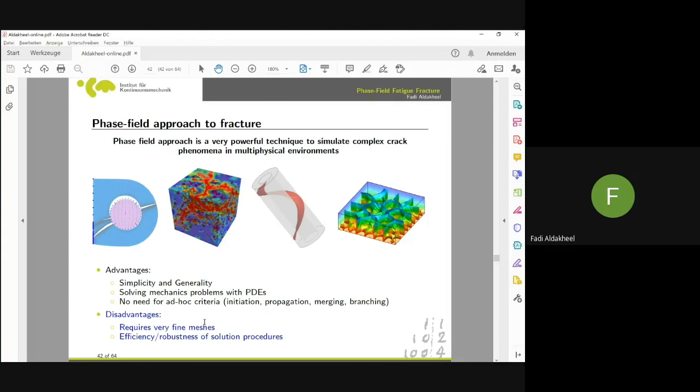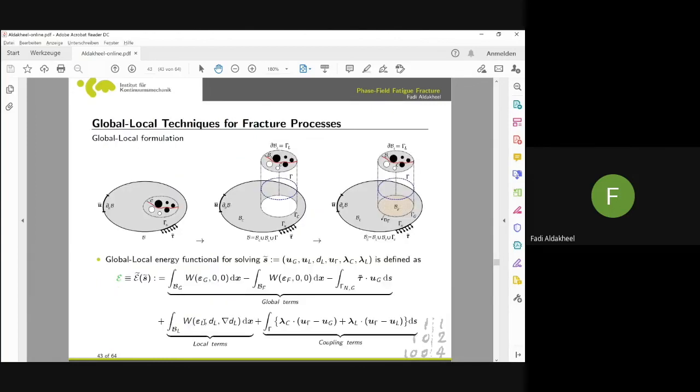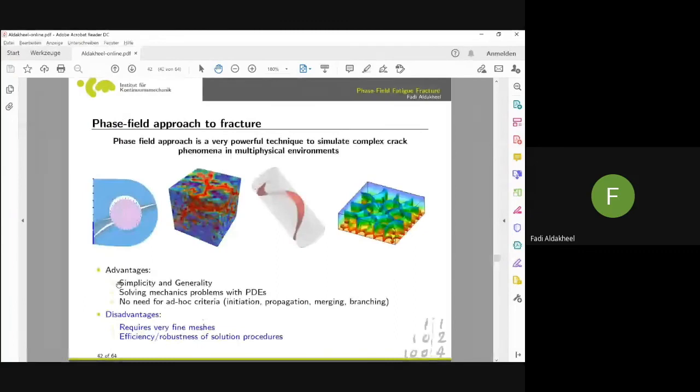Well, in our institute we are also thinking in this direction, and up to now we extended the so-called global local approach to fracture. With the global local approach to fracture, we were able to reduce the computation cost really drastically, and with that we get really good results, even robust results compared with the standard simulation, as we did, for example, for these problems.